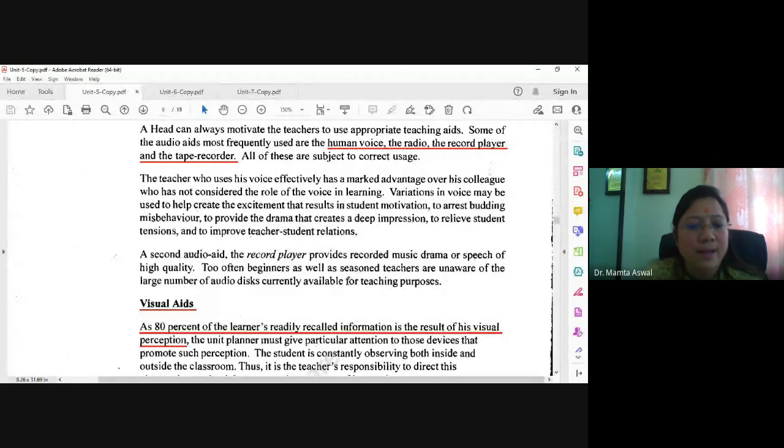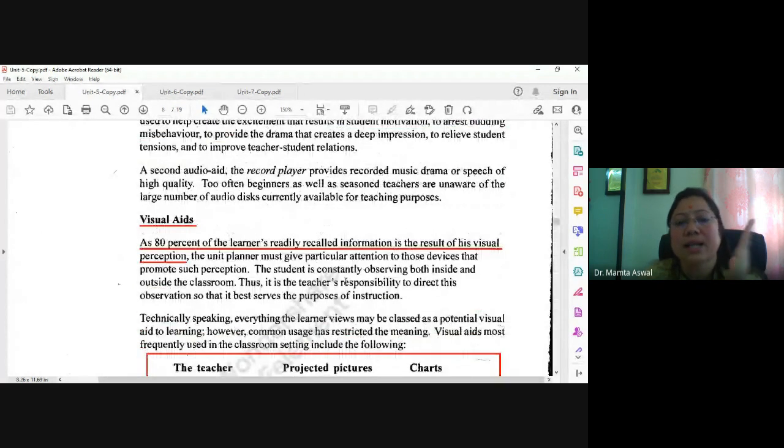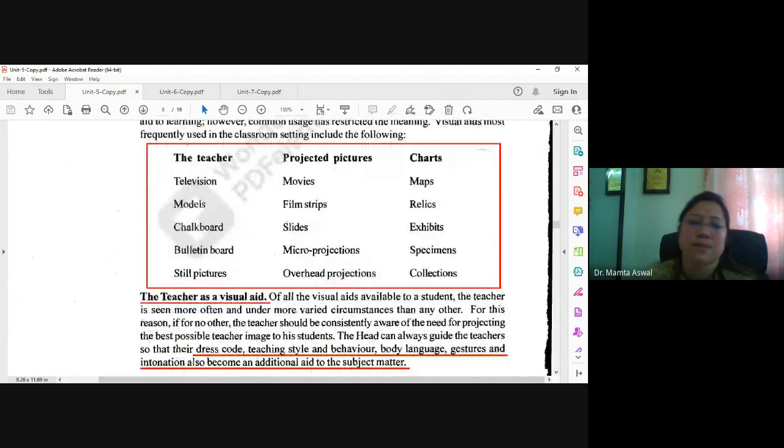Then visual aids are there. Visual aids are those aids which can only be seen, they cannot be heard. So charts can be there, then pictures, some kind of film strips. Sometimes you take one picture, another picture, three pictures, and then simultaneously put them together, so a picture show kind of thing can also be shown to the students. These are certain examples: television, model, chalkboard, pictures, slides, movies, maps, exhibits, specimens, collections. In the biology lab, you would have seen.